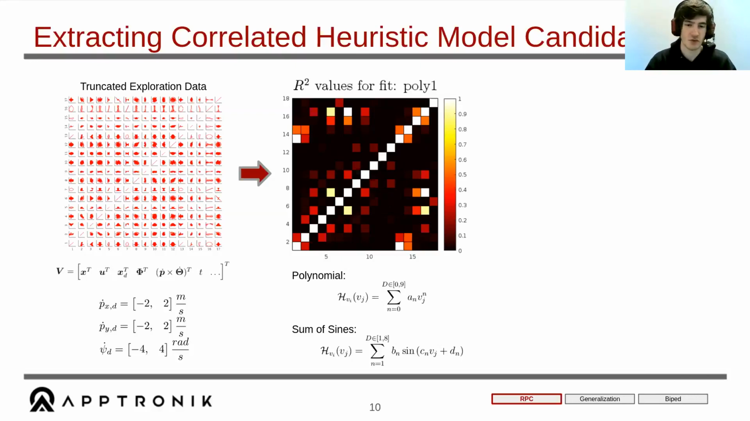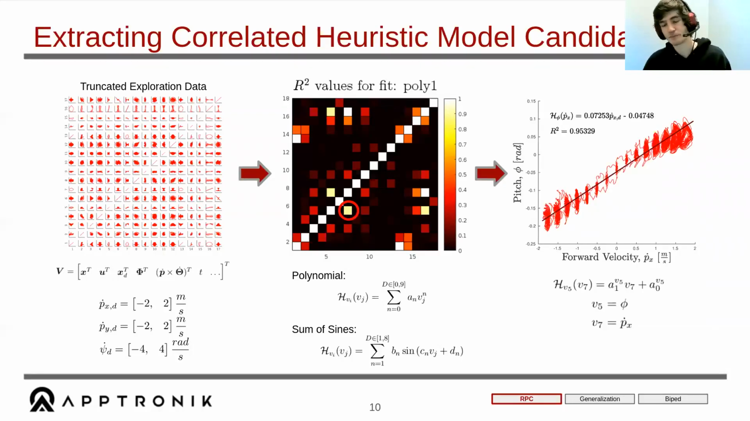So in this case, we're fitting to a linear polynomial model, and we can look at one of these examples of highly correlated data. In this case, whenever the robot walked forward, it would tend to pitch down, and whenever the robot walked backwards, it would tend to pitch up.